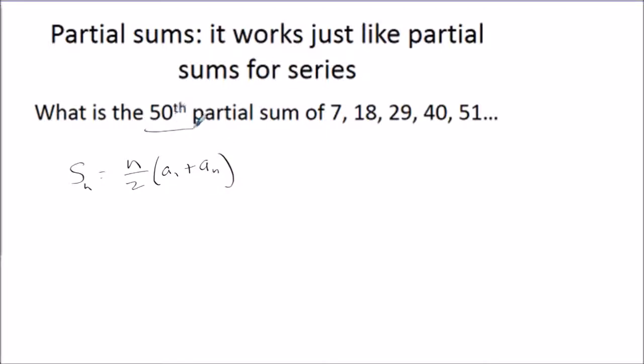Okay, now what they just told us right here when they said 50, they said, hey, that's n, just so you know. So what we are going to have is 50 over 2, times the first term, that's 7, plus the last term, well, that's the 50th term. I don't know what the 50th term is. So we're going to have to do just a little bit of side work and figure out what that is.